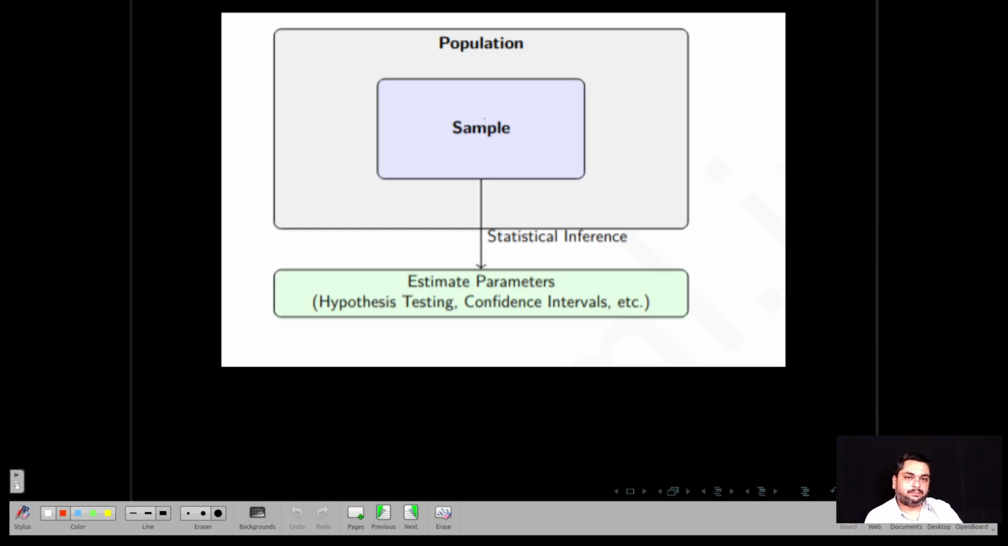So basically, if you want to remember or imagine it pictorially, you can just see this population as this entire thing. Then I will take a sample out of the population. This is my sample. Then I'll do some statistical inference. Then estimate the parameters. These parameters apply to the entire population. That is where you learn about hypothesis testing, confidence intervals, etc.